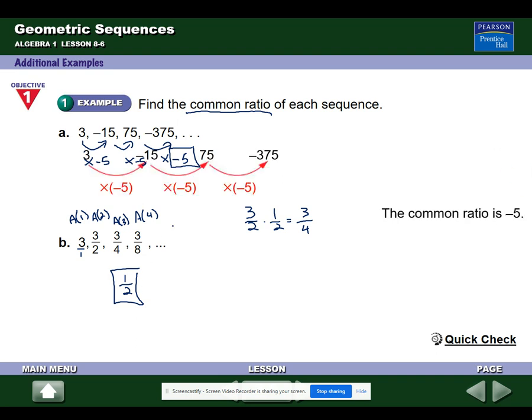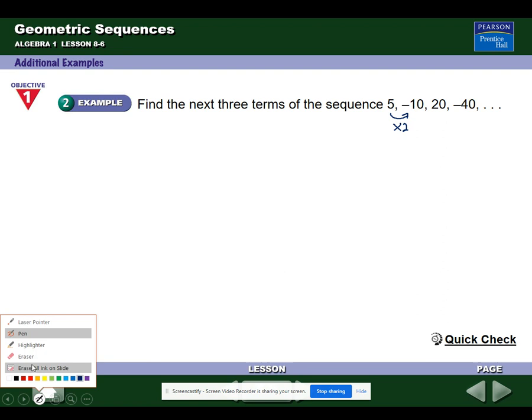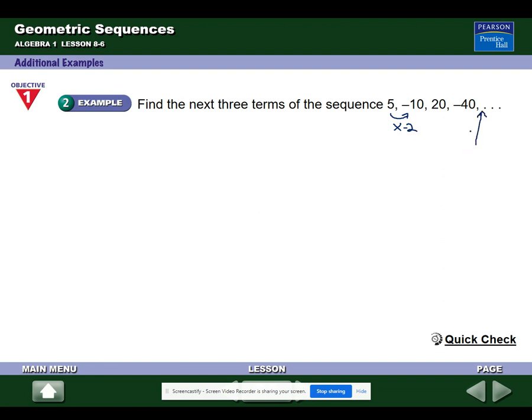Okay. Next example. Find the next 3 terms in the sequence. This again is a geometric sequence. It's being multiplied by -2. The common ratio would be -2. So to predict the next term, what would go here would be 80. -40 times -2 would give me 80. The next one would be -160. The next one would be +320 as I continue to multiply by -2.